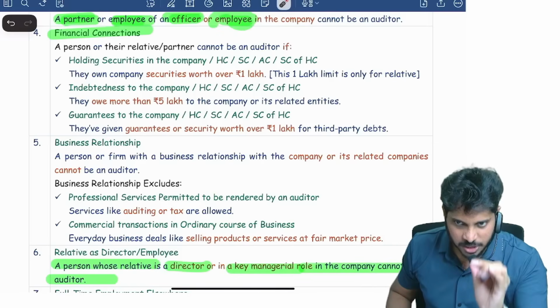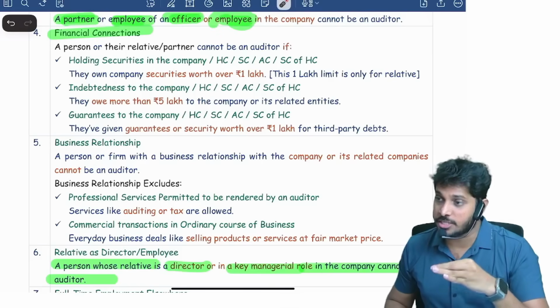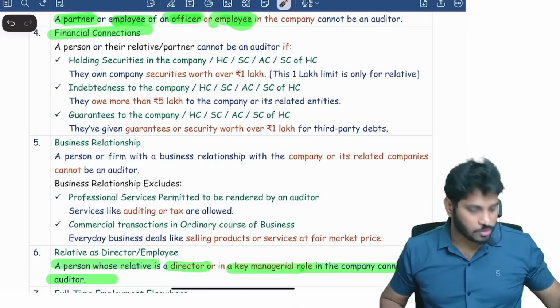However, one exception is there. Relatives alone can hold securities up to how much face value? 1 lakh face value. Are you clear?